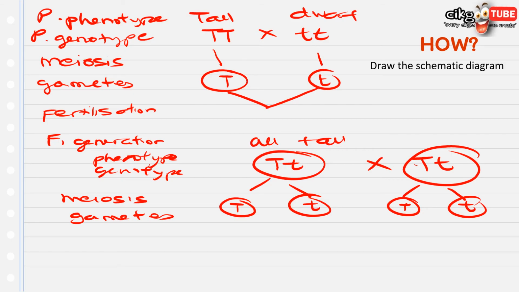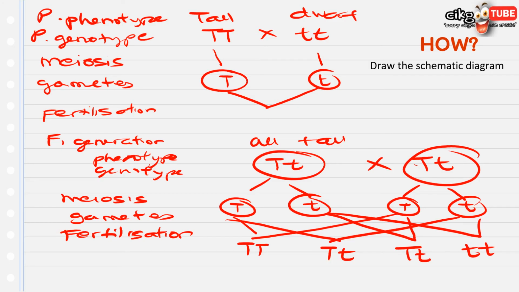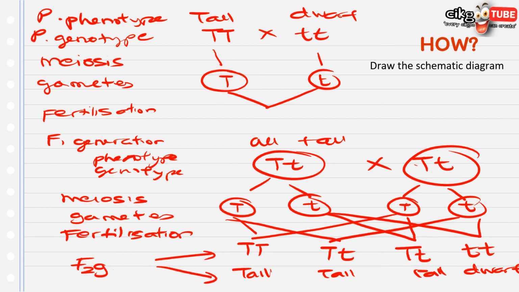We can use the Punnett square for fertilization, but since this is a monohybrid cross, what I like to do is just cross them like this. So here and this one, we get TT, and then this one crosses with this one, we get Tt. Then this one crosses with this one, you get also heterozygous, and this one and this one, you get the homozygous recessive. So from here you can see this is tall, this is also tall, this is tall, and this is dwarf. So this is your F2 generation, with the genotype and the phenotype.